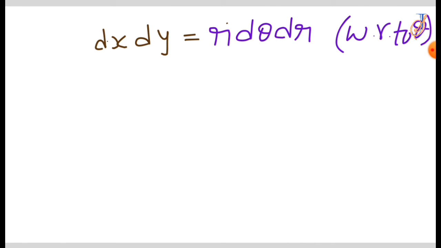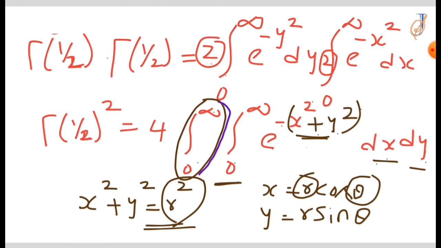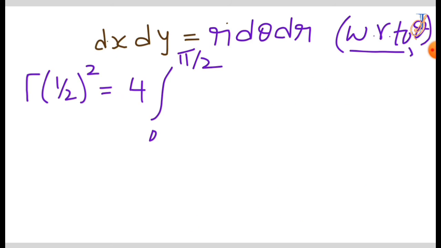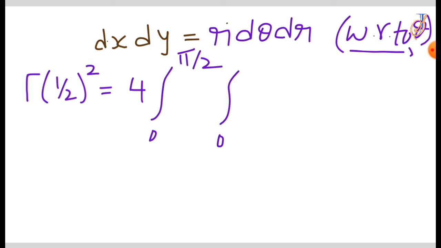So now substitute in our gamma function. So gamma of 1 by 2 whole square, that is equal to 4. So we are changing only with respect to theta. That means we need to change only the first integral, which is 0 to infinity. It converts into 0 to pi by 2. Still we have another integral that we are not changing here. We keep it like that only.